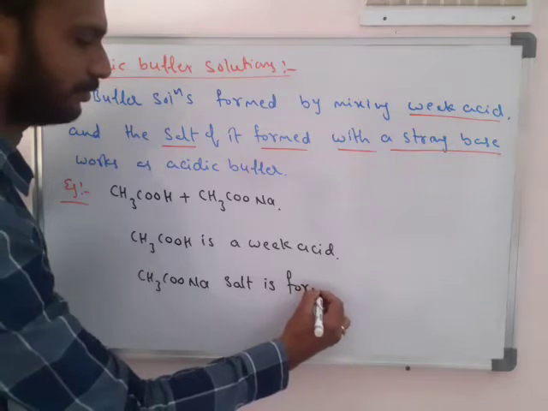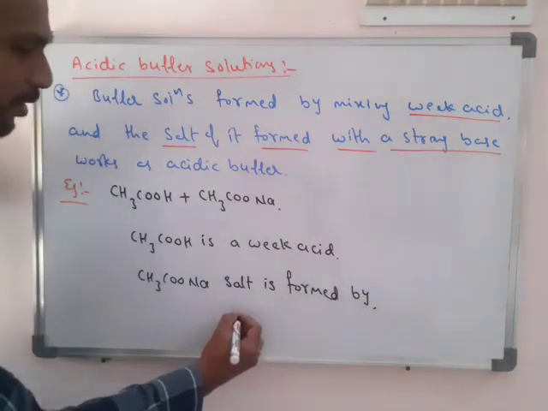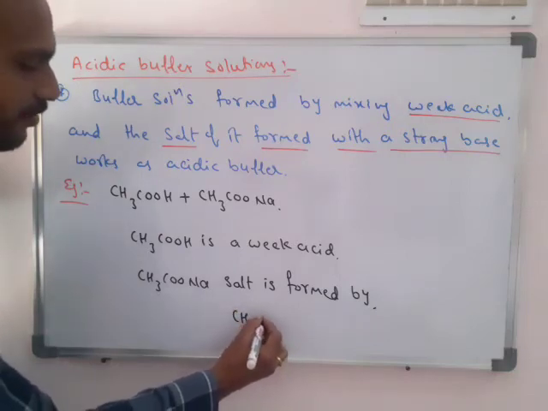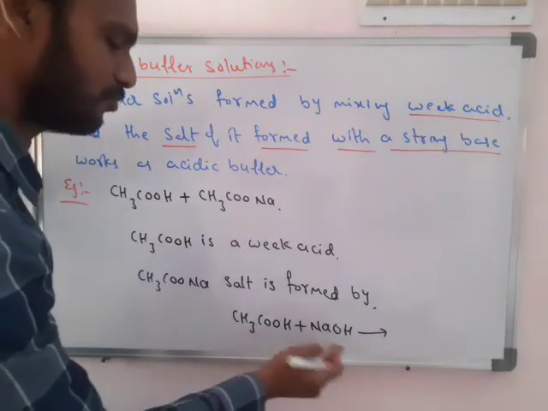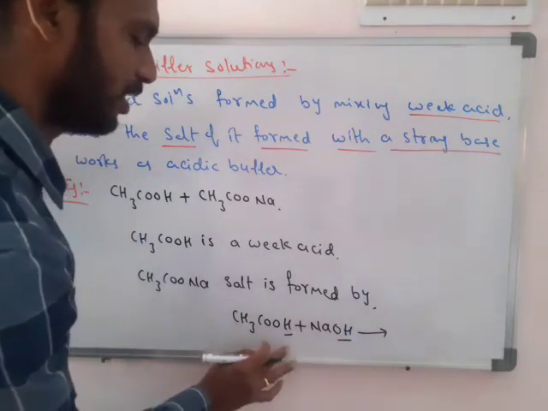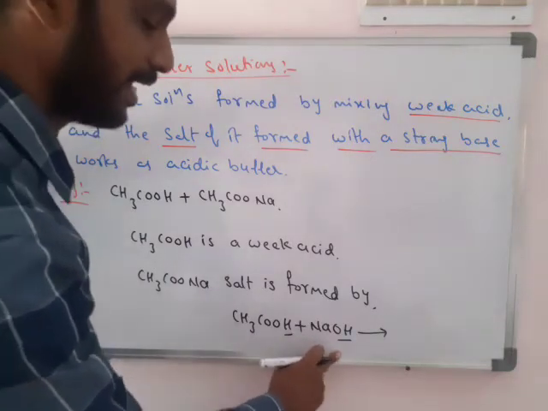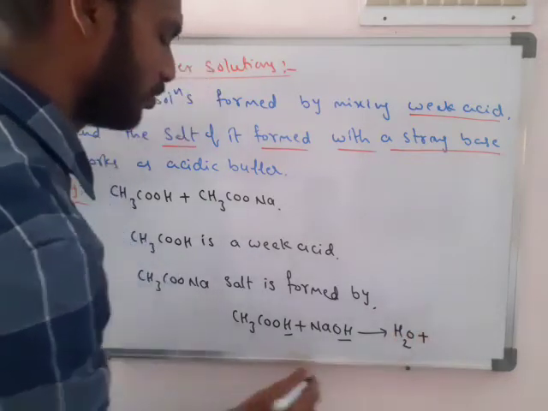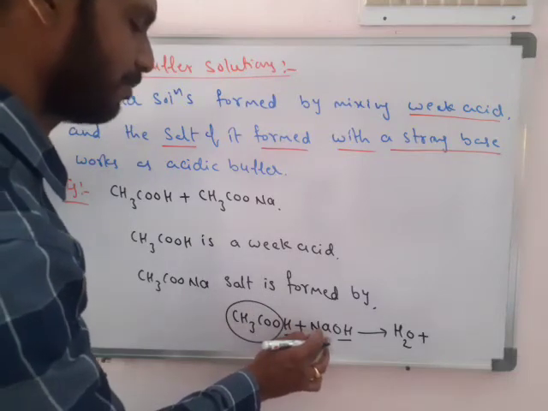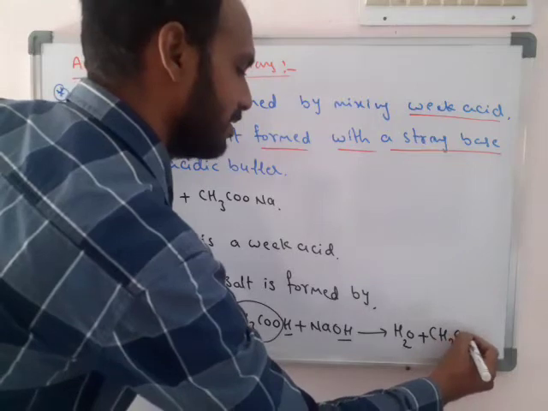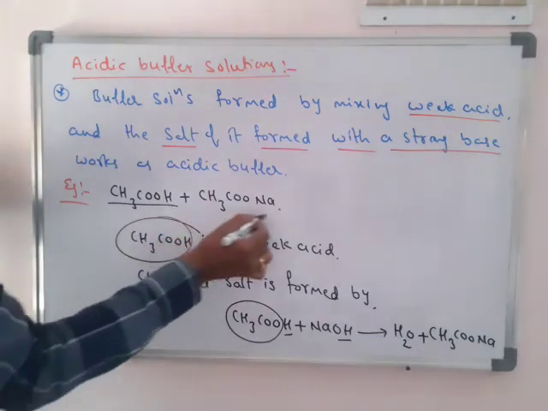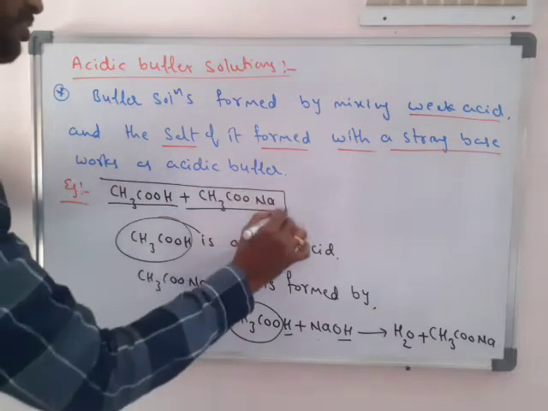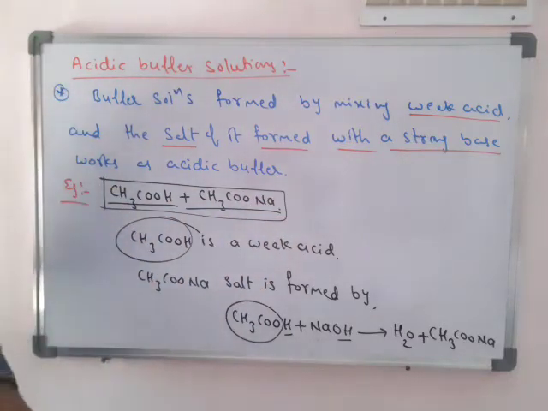How is it formed? Just a reaction for it. When the weak acid reacts with a strong base, that is sodium hydroxide, acid plus base gives salt and water: H plus released from the acid, OH minus released from the base, and formation of water. What is the remaining main compound? CH3COO minus Na plus, known as sodium acetate. This is a salt. This mixture of weak acid and the salt formed by it with a strong base works as an acidic buffer. We can write some more examples.